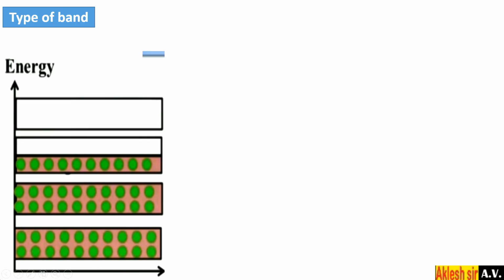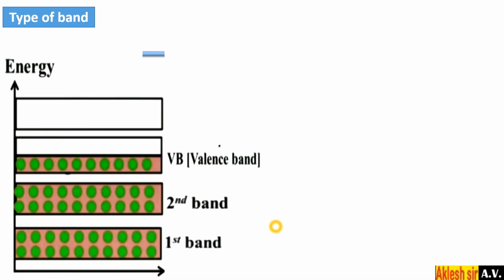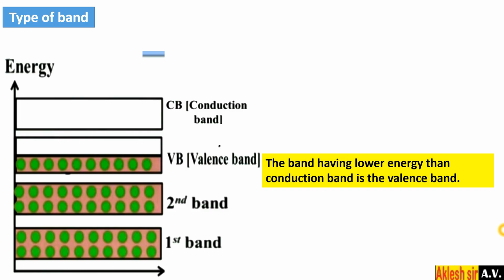So here you can see various types of bands are there. First band, second band, last valence shell band. Then there is one more band, which is known as the conduction band. These are the different energy bands. We will focus on the valence band and the conduction band. The band which has lower energy than the conduction band is the valence band. Always remember, the valence band has lesser energy as compared to the conduction band.